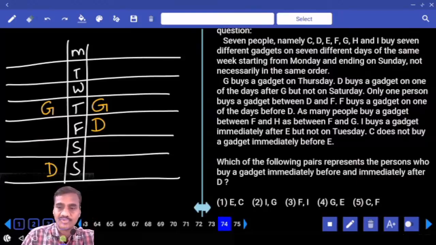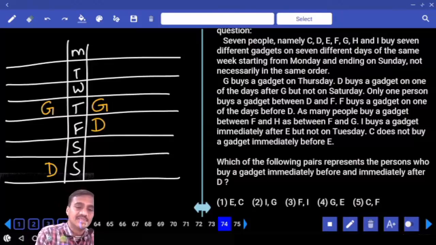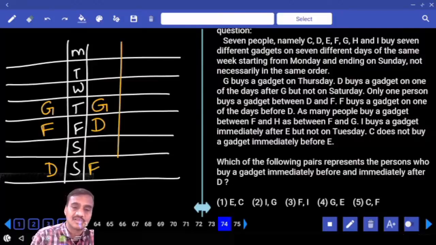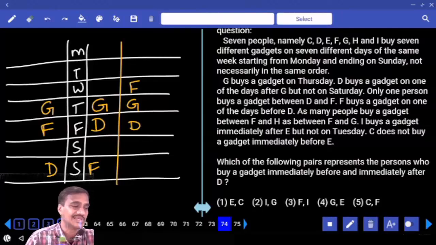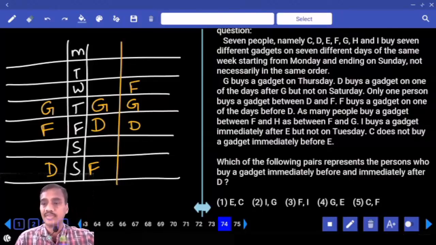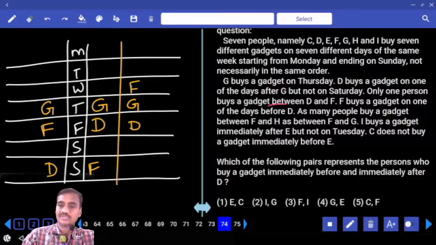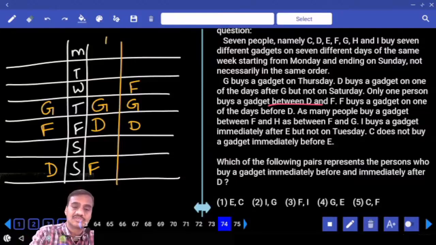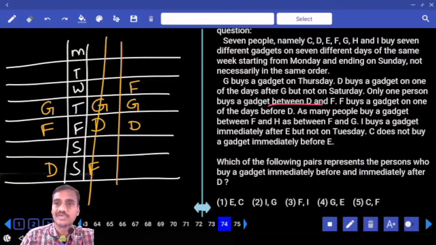Then next one, only one person between D and F. In between D and F there must be exactly one person. Now in the second case, how many possibilities do we have? F can be after this or F can be before this one, and between D and F there is exactly one person. Two possibilities. Next, F buys a gadget on one of the days before D. This case is ruled out, because here F is after D. Now we are left with only 2. F is on one of the days before D.